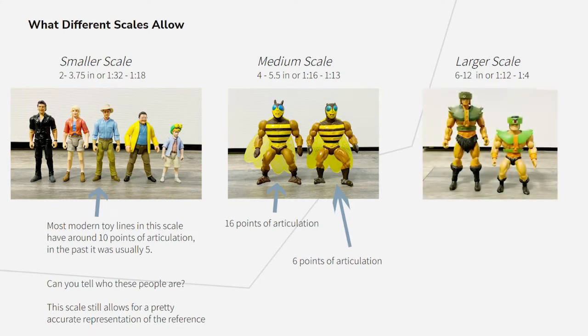Larger scale, more detail. We have Triclops from the Masterverse line, and we have Triclops from the Masters of the Universe Origins line. Obviously, you have more room for more sculpt work, more paint, more articulation, etc. Whatever you want to say.